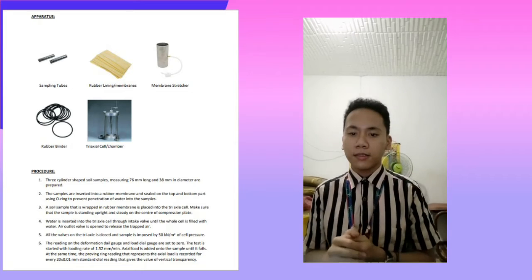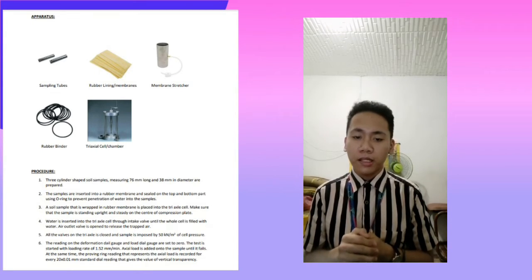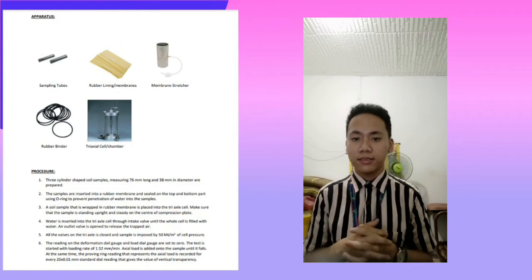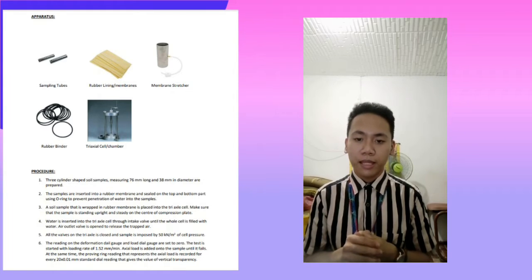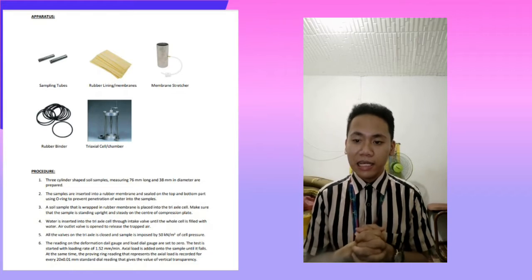For the apparatus, number 1 is sampling tubes. Number 2 is rubber lining or membranes. Number 3 is membrane stretcher. Number 4 is rubber binder. And lastly, triaxial cell or chamber.